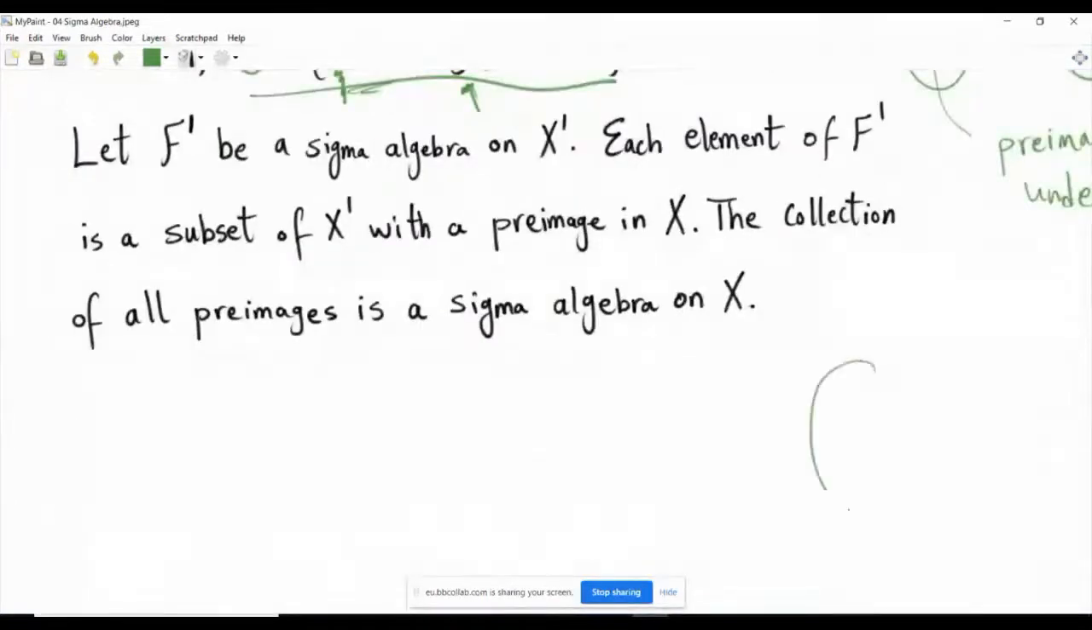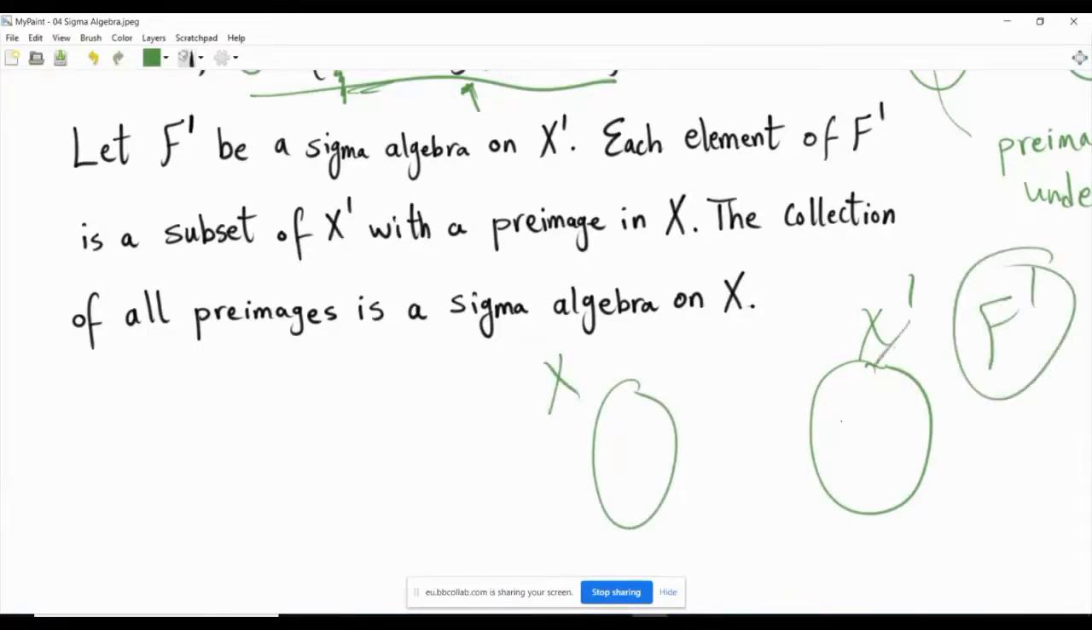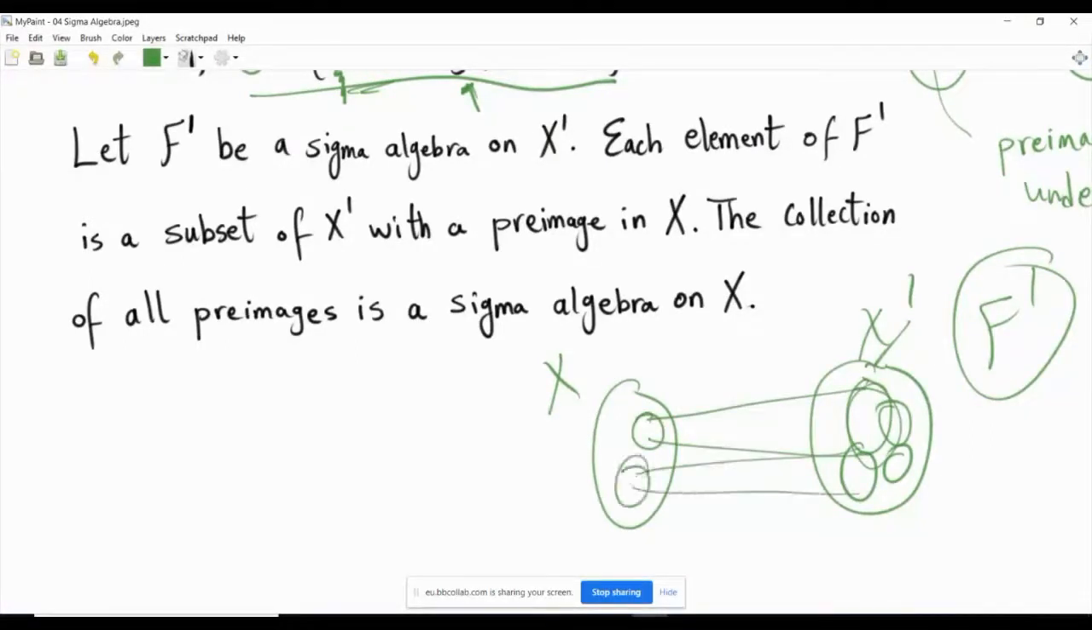Okay? So again, you have basically X prime and X. You define a sigma algebra on X prime, which means that you choose a collection of subsets of X prime, subsets that obey certain rules. I mean, simply this collection is not constructed in an arbitrary way. So if you construct a sigma algebra on X prime, now for each of those subsets, you find its pre-image. Okay? So you will get a collection of pre-images, and pre-images are basically subsets of X. The collection of pre-images, okay, is a sigma algebra on X.